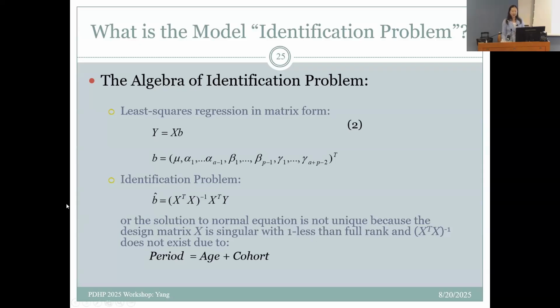And then when this happens, the solution to the normal equation, B hat, does not exist, or there is just an infinite set of solutions that fit the model equally well. So you won't be able to get any results, that is, the one single best solution. So the model identification problem exists without assigning certain additional identifying constraints.